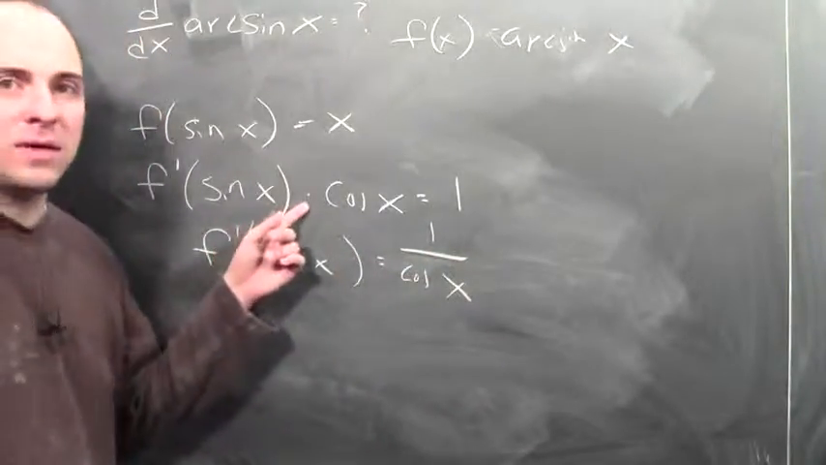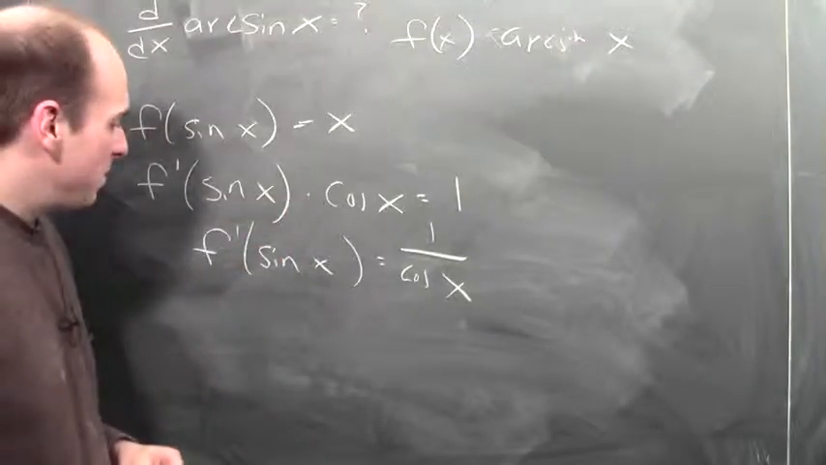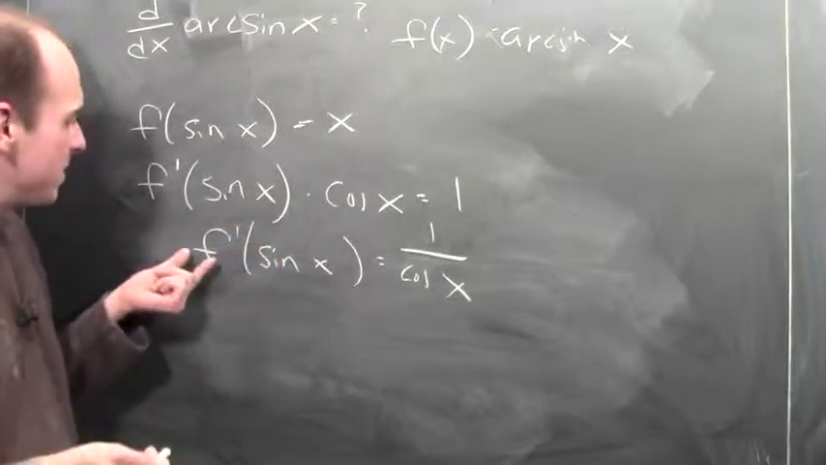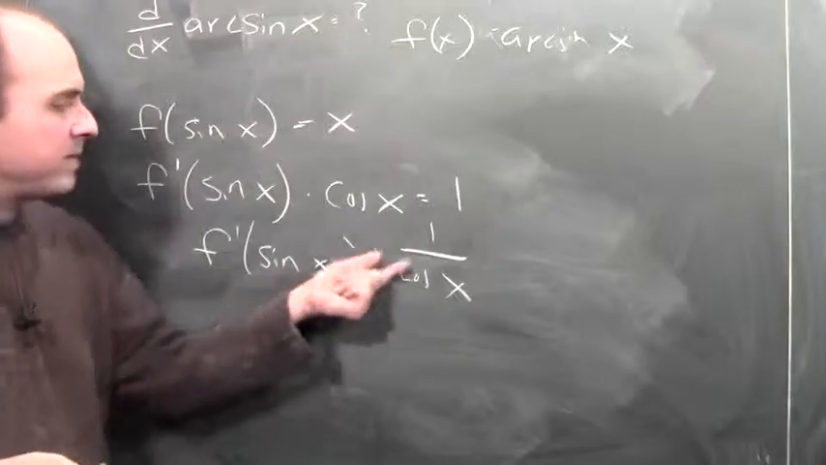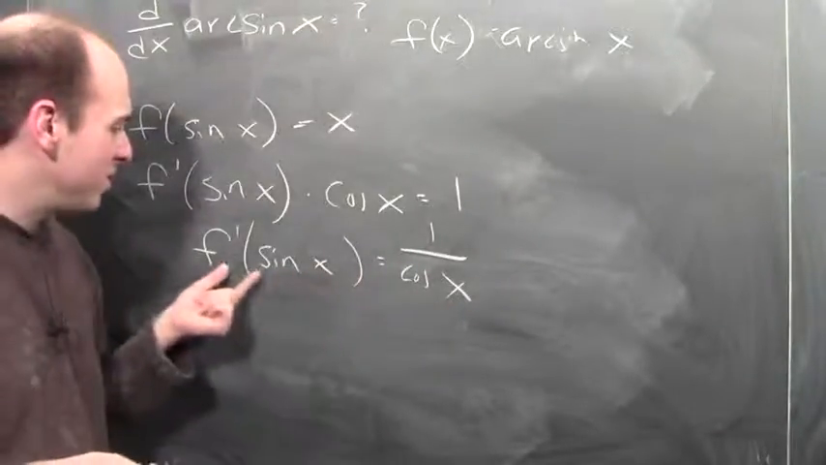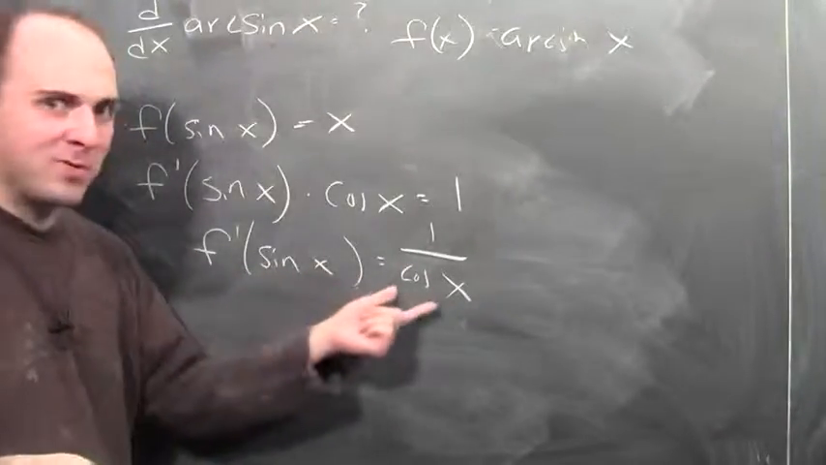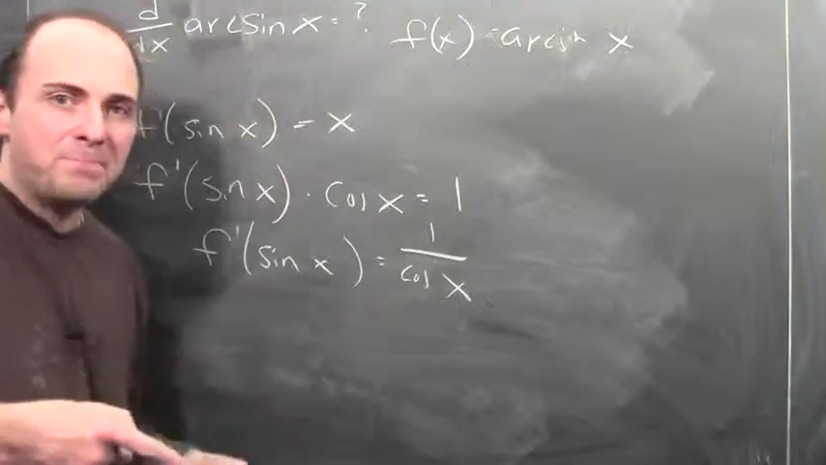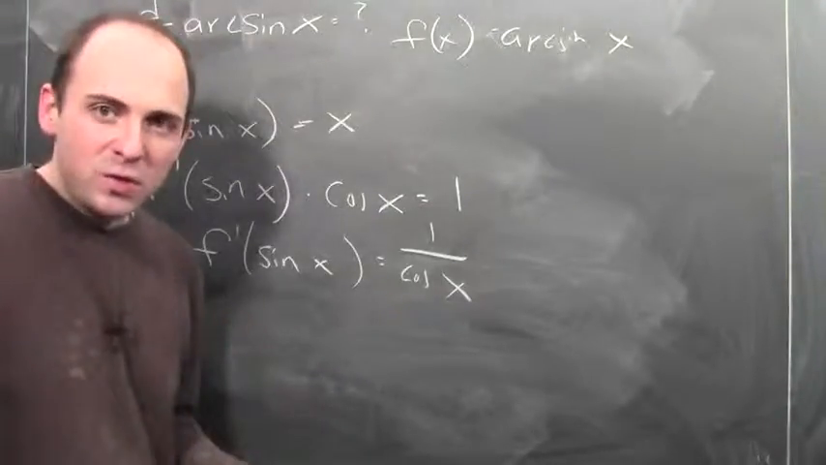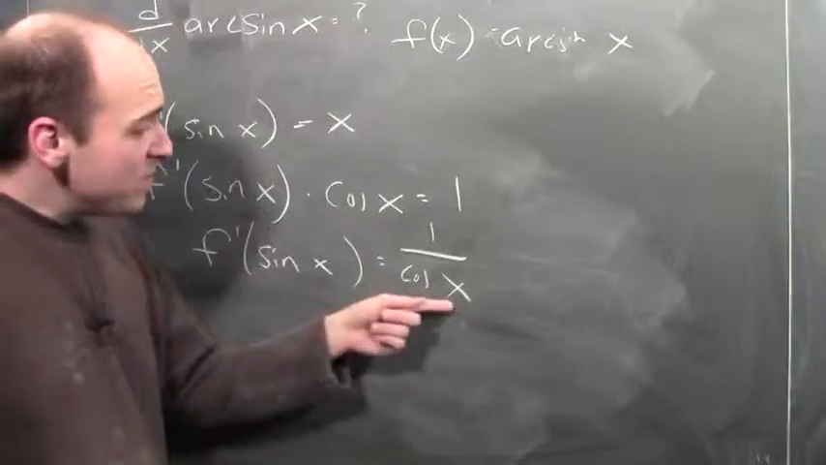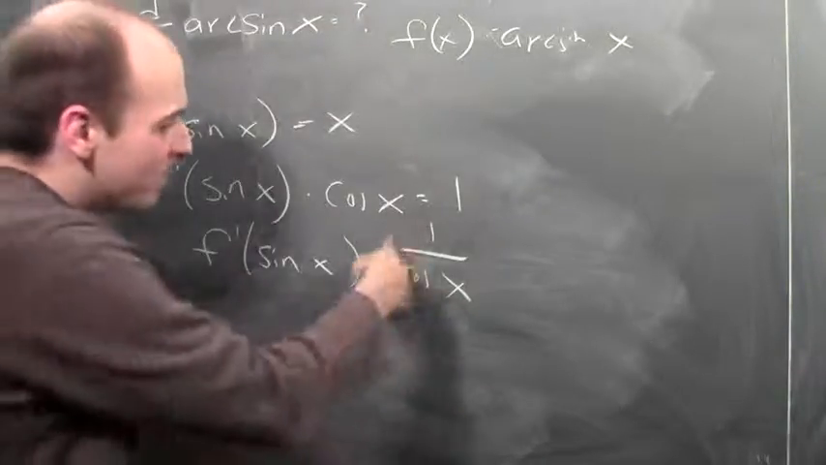So I divide both sides by cosine. But what I really want is a formula that tells me the derivative of arcsine at some point in terms of that point. Right? I don't want to know the derivative at sine of x in terms of cosine. But I can use a trick. Right? Sine squared plus cosine squared is 1. So if I knew that cosine were positive, I could rewrite this.